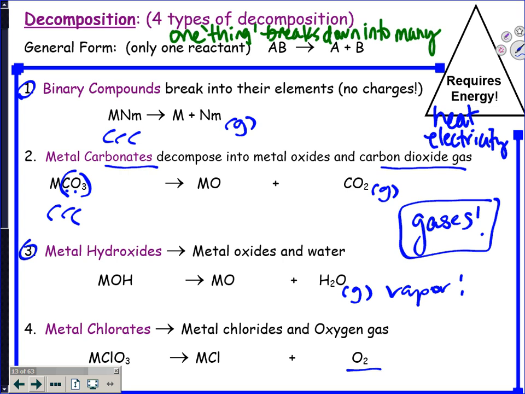Metal oxides, yay or nay? Yes, you must crisscross charges. This one? No. Carbon dioxide, we know that's not ionic. Down here, metal hydroxide. Yes, ionic, crisscross charges. Metal oxide. Yes, crisscross charges. H2O. No, it's covalent.